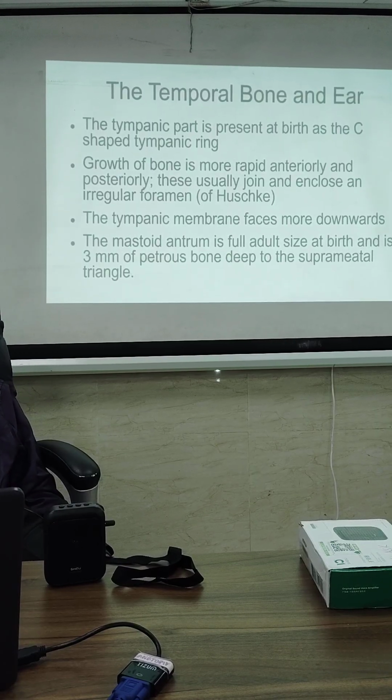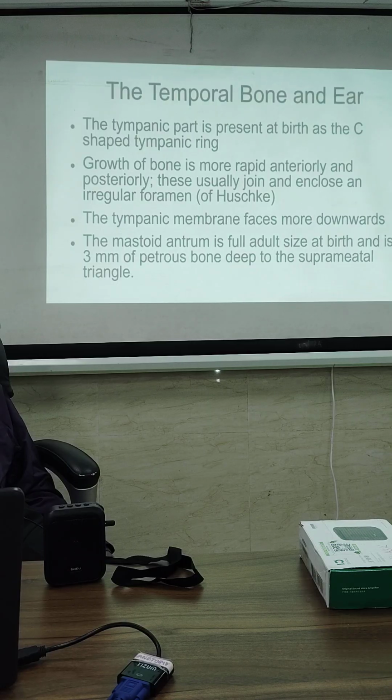The temporal bone and the ear are very distinct. The tympanic part is present at birth as a C-shaped tympanic ring. The tympanic part of the temporal bone forms the lower part of the bony external auditory meatus. It's just in the form of a ring. Then from there it grows more rapidly, initially anteriorly, then posteriorly. Where the anterior and posterior growth join, there may sometimes be a foramen of Huschke, also called foramen tympanicum.